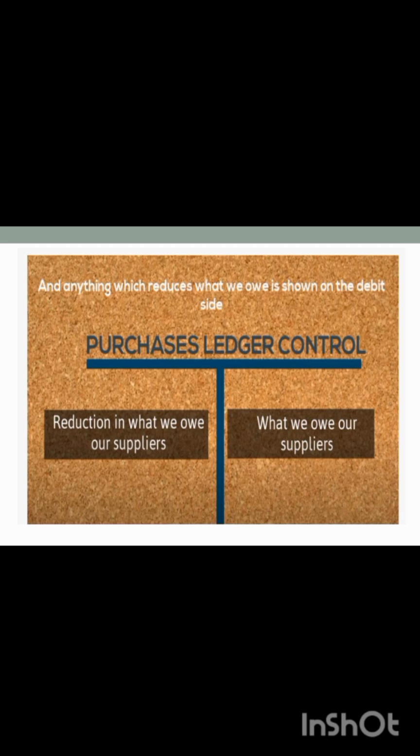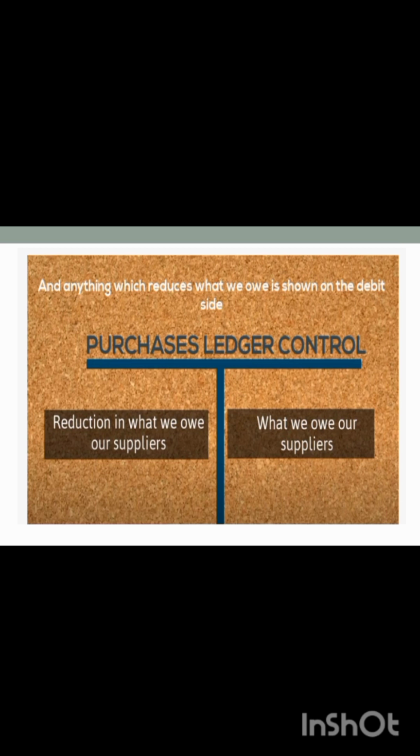Now let's look at the format. Basically, the format for control account is summarized here. Look at purchases ledger control account. Every item you find on the debit side of purchases ledger control account is a pointer to the reduction in what we owe our suppliers.